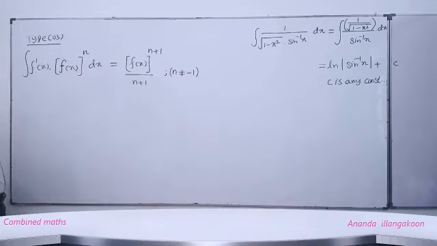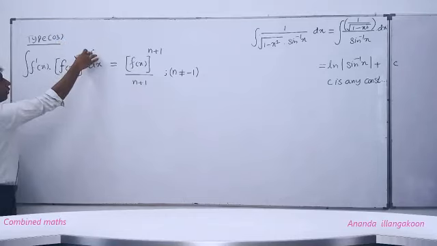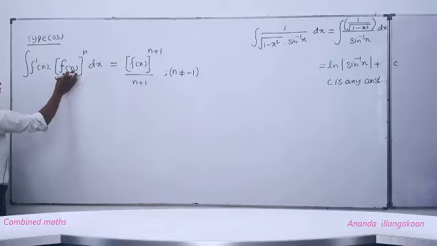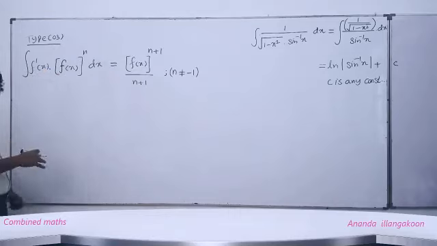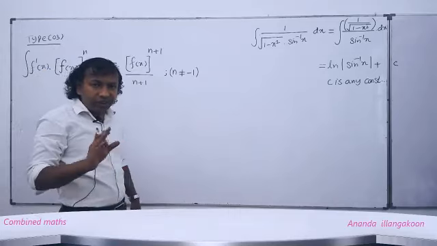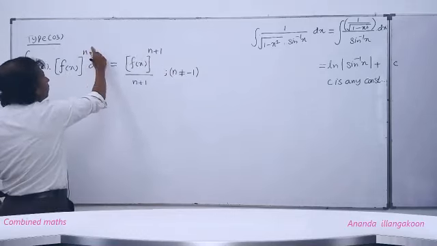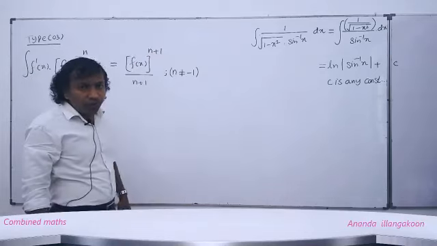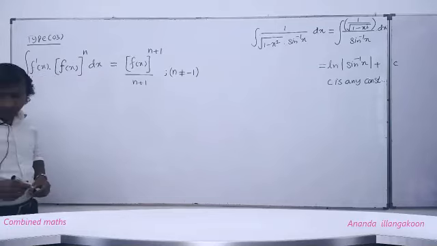Right, people? See the property of this integrand. It contains a function to the power n, and this whole thing is multiplied by the derivative of the function within the bracket. If we have this kind of integrand, its integral is, people, adding 1 to this power and dividing by the new power. Okay, all right. Now, for example, first write down type 3.